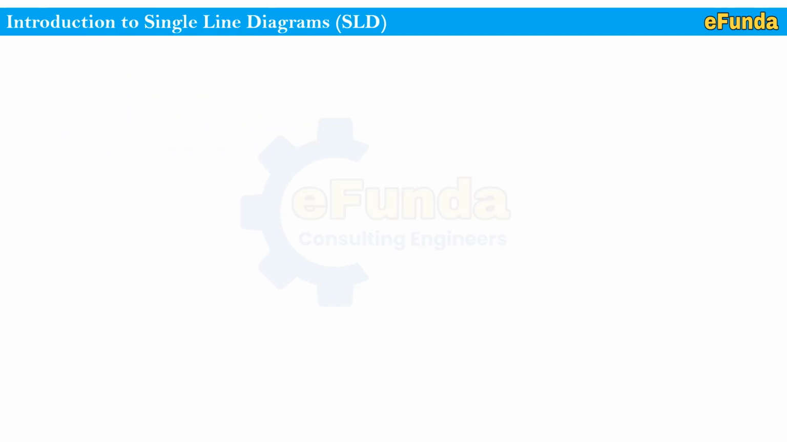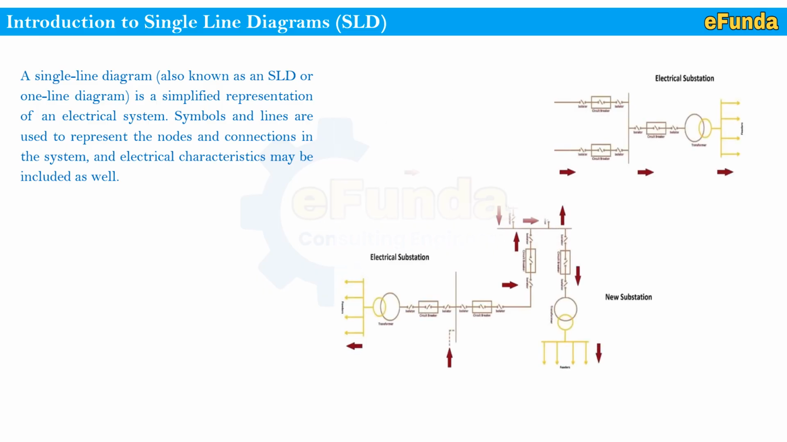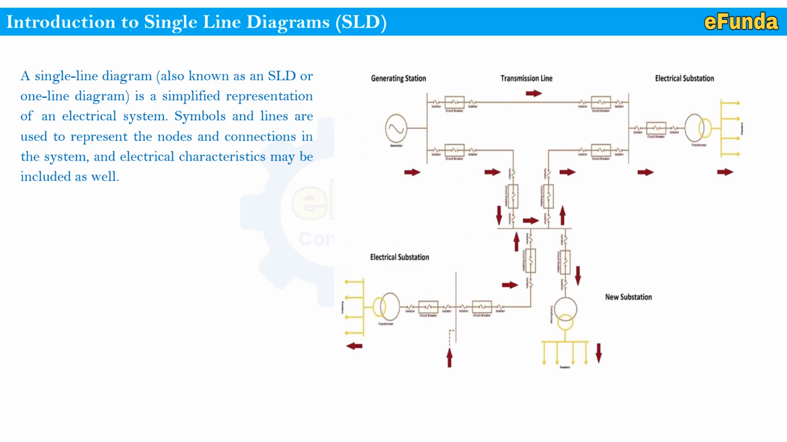Introduction to single line diagram, that is SLD. A single line diagram, also known as an SLD as an abbreviation, or a one line diagram, is a simplified representation of an electrical system. Symbols and lines are used to represent the nodes and connections in the system, and the electrical characteristics may be included as well. One can refer to the picture for simplicity in understanding a single line diagram.